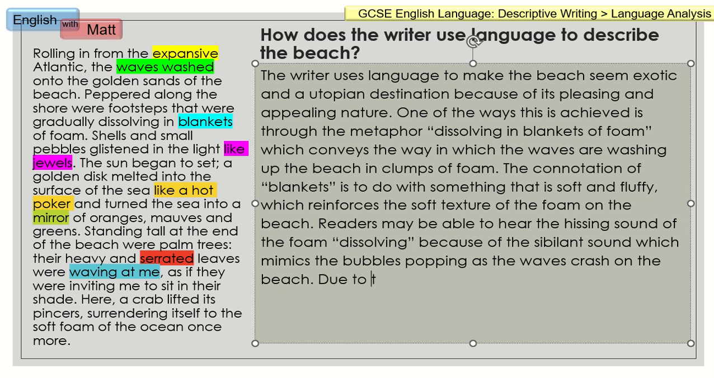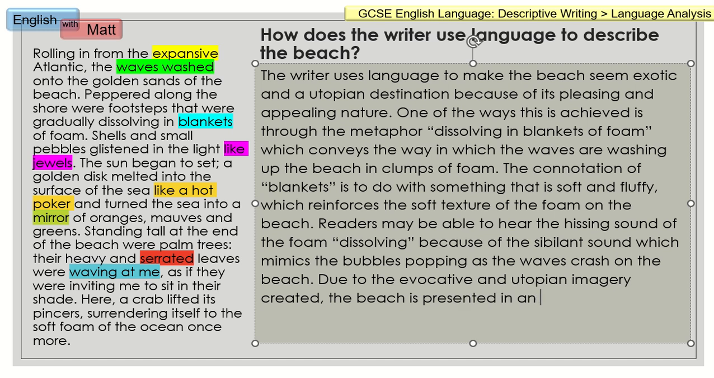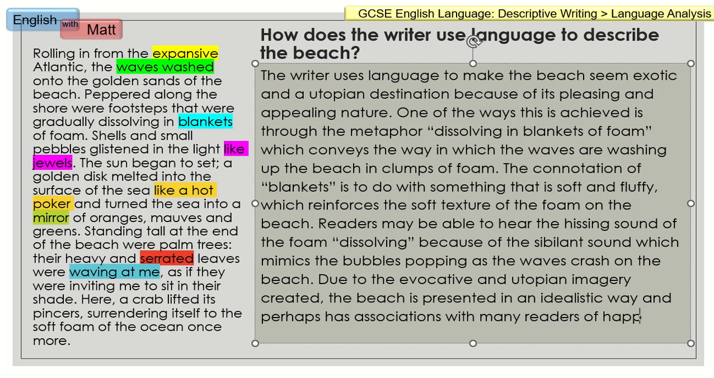Last sentence. Due to the evocative and utopian imagery created, the beach is presented in an idealistic way, and perhaps has associations with many readers of happy family holidays.